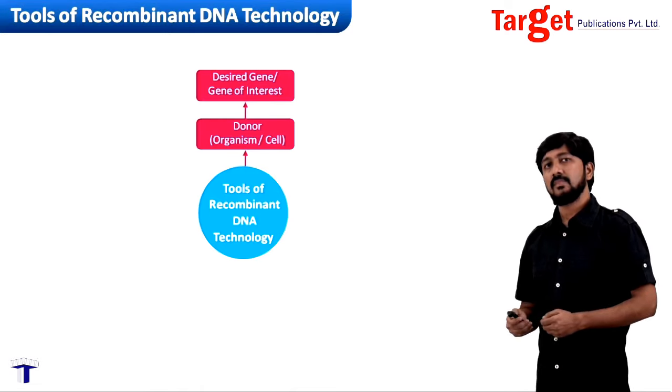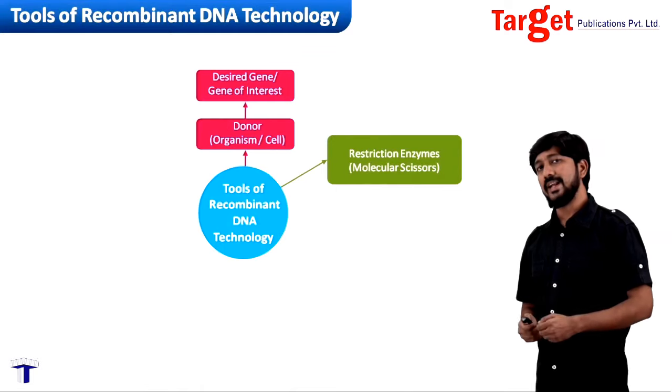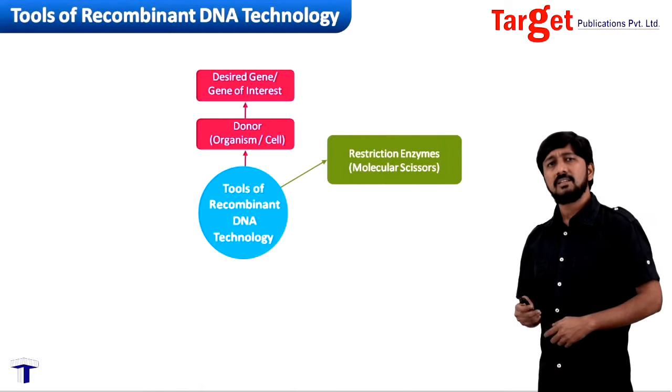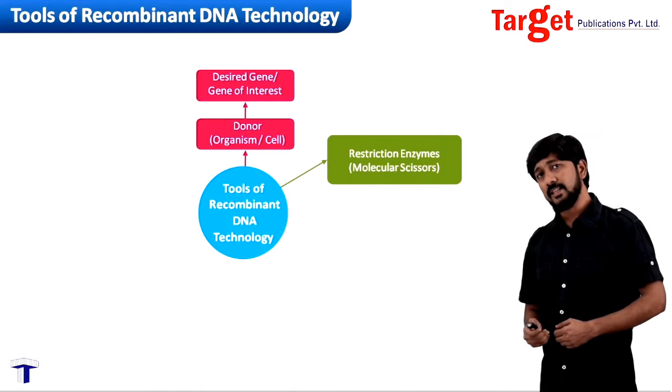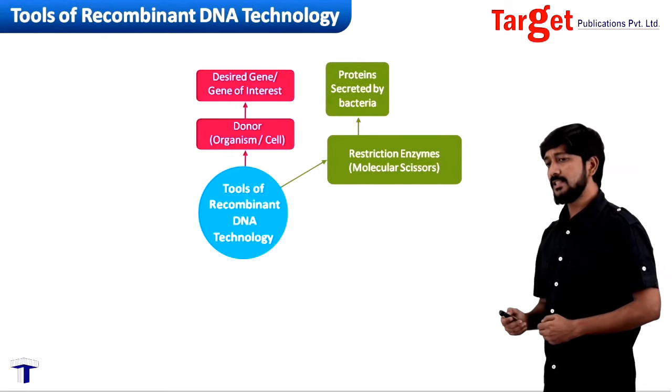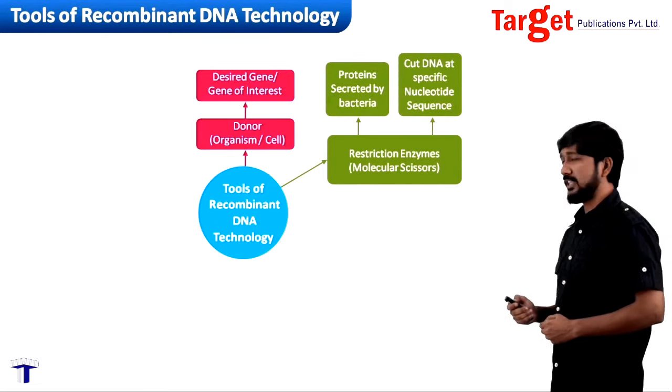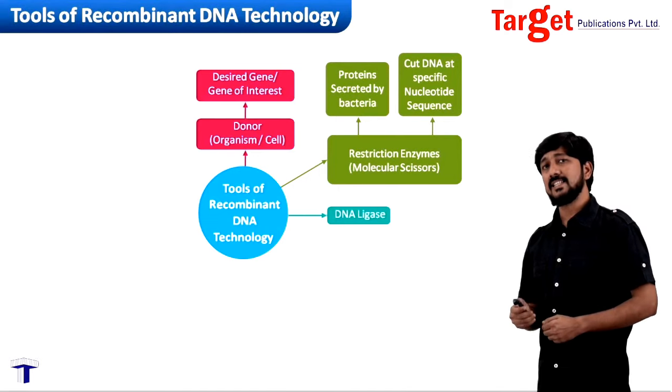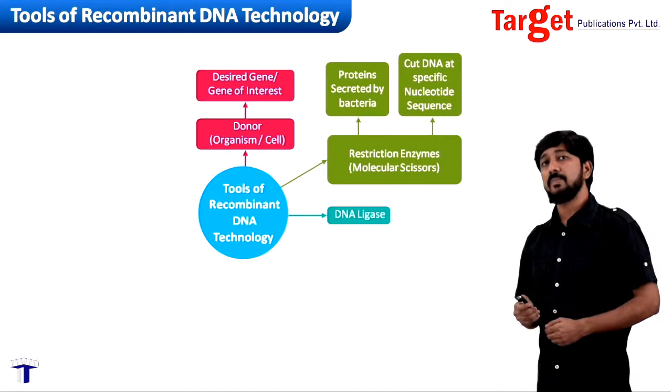Our other requirement is restriction enzymes. Restriction enzymes are also known as molecular scissors. These restriction enzymes are actually proteins produced by bacteria. These restriction enzymes cut the DNA within a specific sequence. Our third requirement is DNA ligase. This DNA ligase is an enzyme which joins two fragments of DNA by forming a phosphodiester bond.